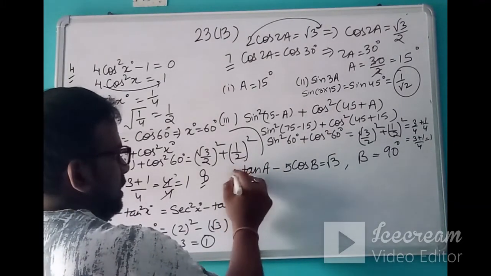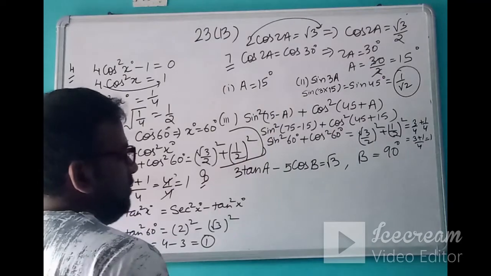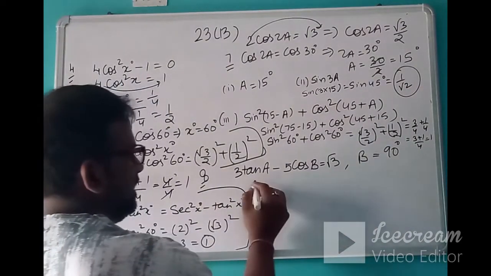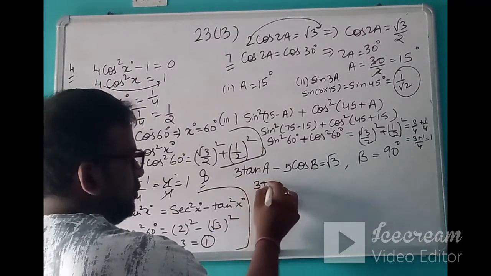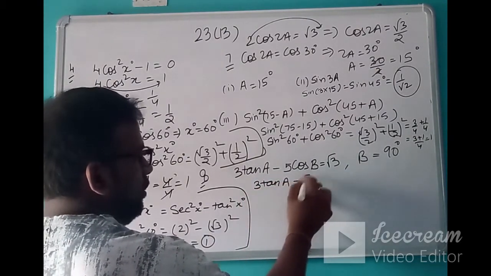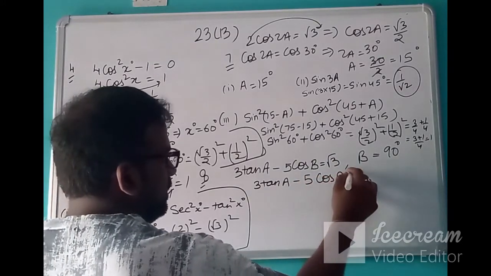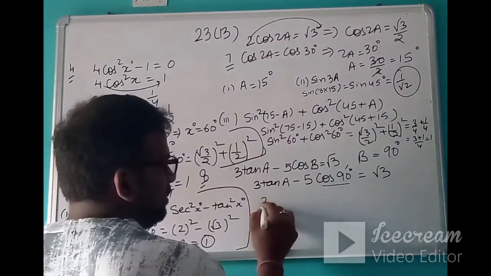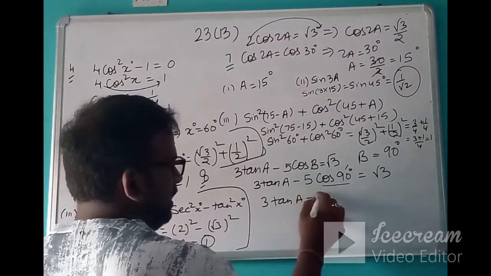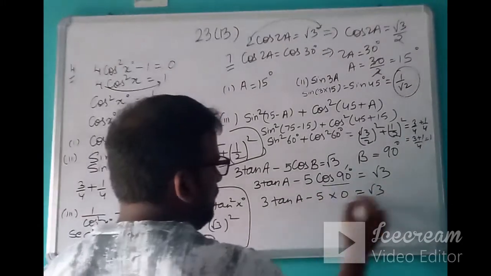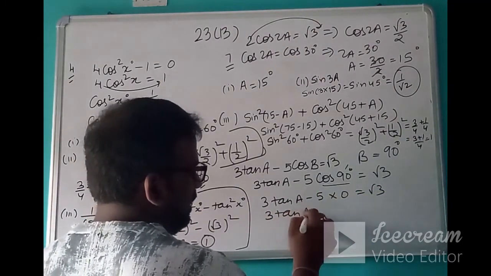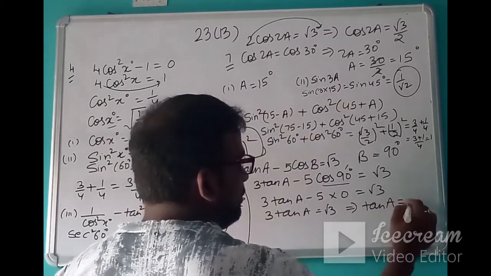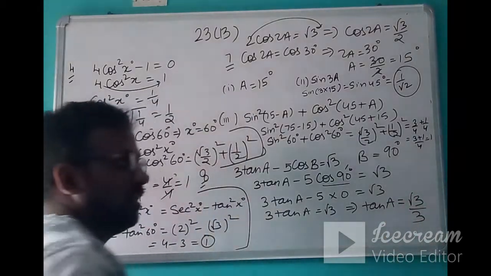Suppose it is given as 3 tan a minus 5 cos b is equal to root 3, and b is 90 degrees. We have to find the value of a. So what you will do, you will first simply put the value of b, that is 90 degrees. And what is cos 90? It is 0. So it becomes 3 tan a minus 5 into 0 is equal to root 3, or we can write 3 tan a is equal to root 3. That means tan a is equal to root 3 by 3.